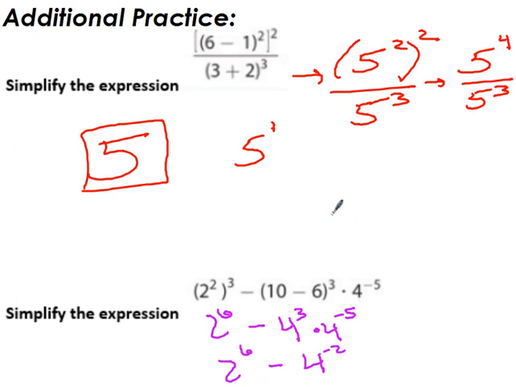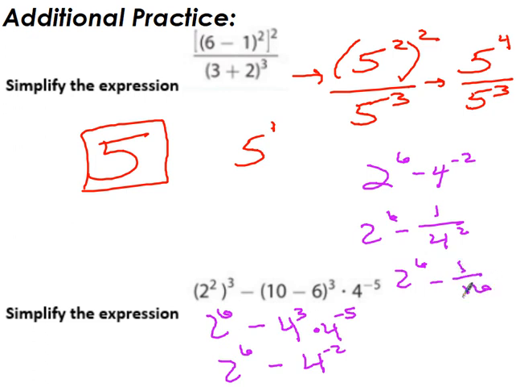So I'm going to move this up here and just rewrite where we're at just because I have more room up here. 4 to the negative 2. Well, that's 1 over 4 squared. So I got to get rid of that negative. Which is then 4 squared is 16. So I have 2 to the 6 minus 1 over 16.